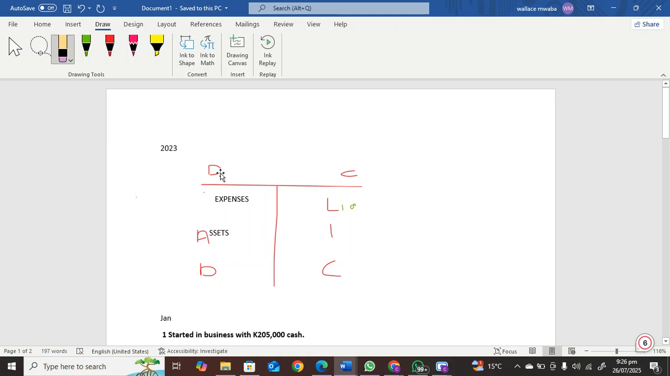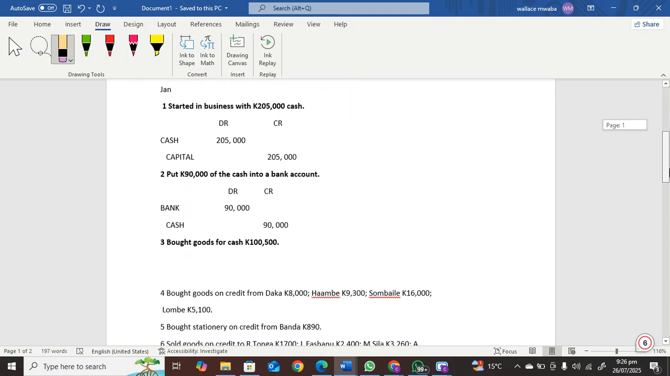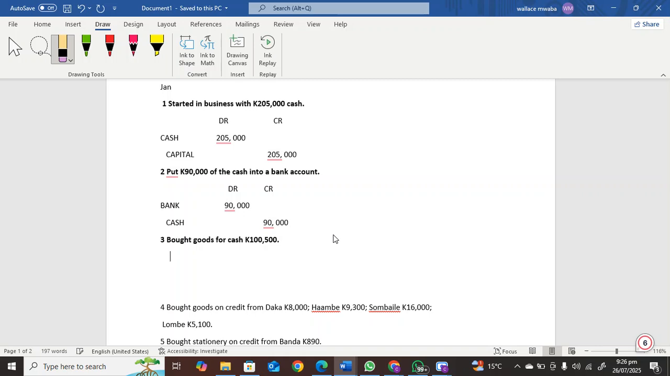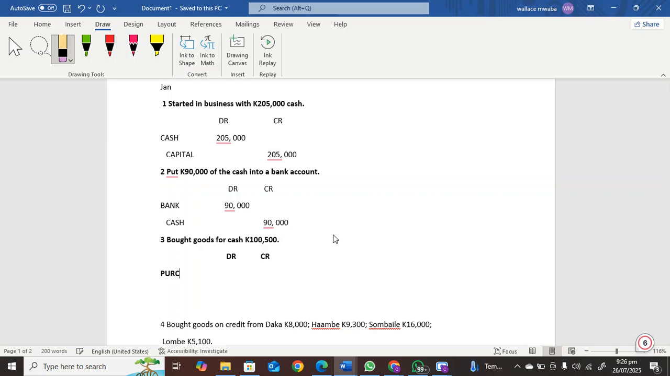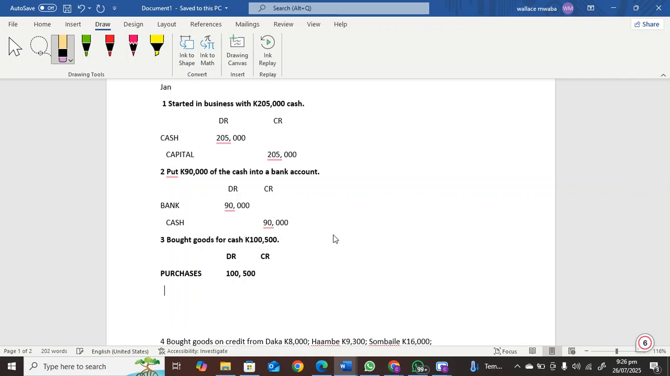Then cash is an asset. We are paying out the cash, so it's a reduction in our asset. So we're going to credit it, right? So we debit purchases and we credit cash, 100,500. Any questions?